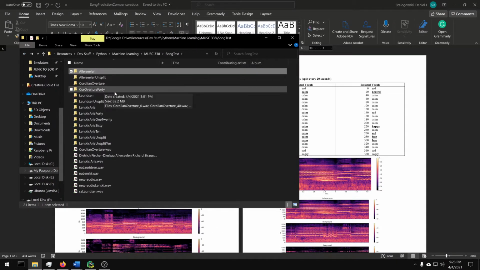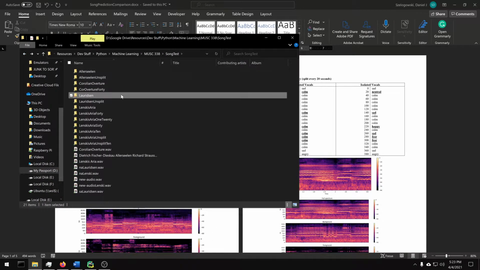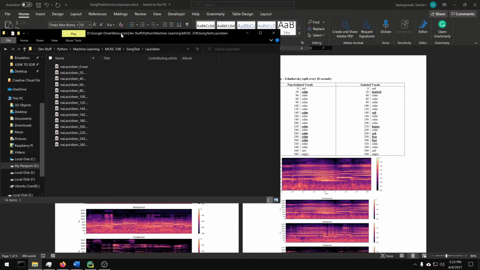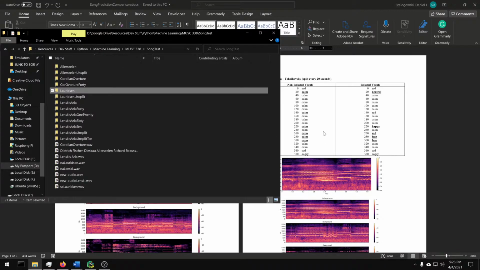Same thing in a very long piece like Lensky's aria, which is about 6.5-ish minutes. There's not really too much of a difference between the two, and the difference is generally understandably blurry, like calm compared to happy. There's a pretty clear line there, whereas calm versus sad or calm versus fearful, that's where it's a little bit strange.